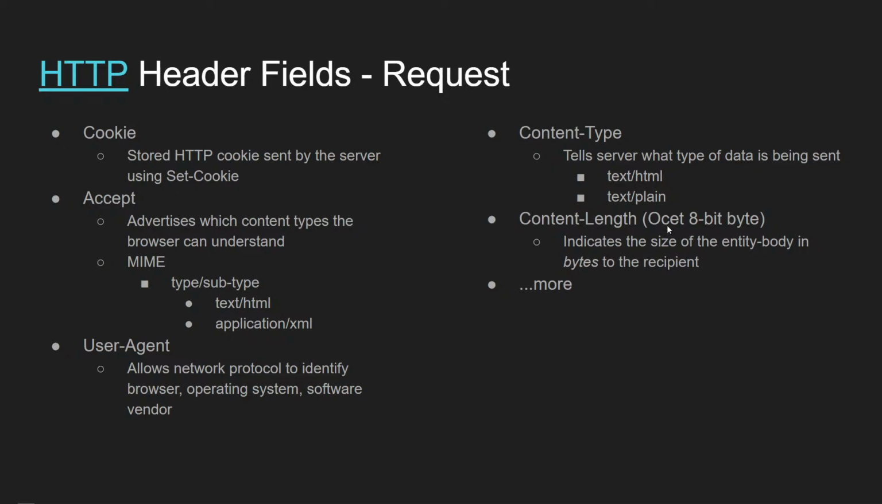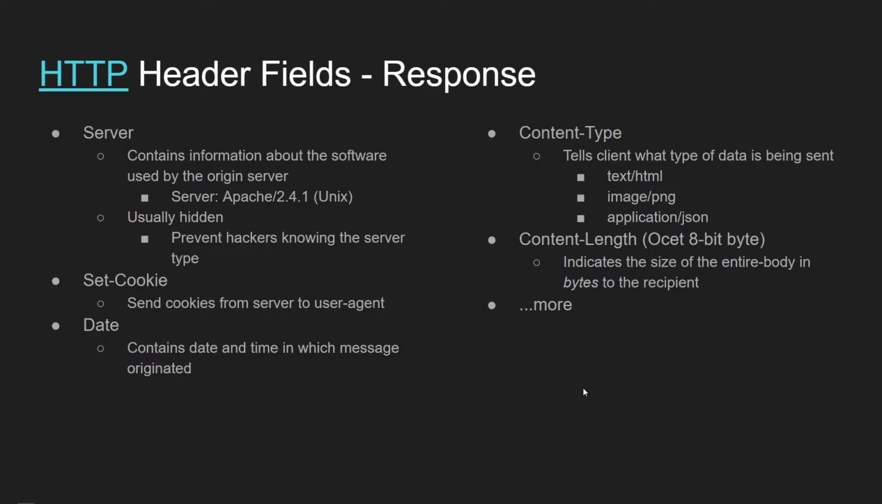Content length. This is an octet, so 8 bits per byte. This indicates the size of the entity body in bytes to the recipient. Again, there's a lot more, but these are some of the ones that you should probably know. And then in the response, there is a special header called server. You might not always get this. Some of them will send this. This just contains information about the server.